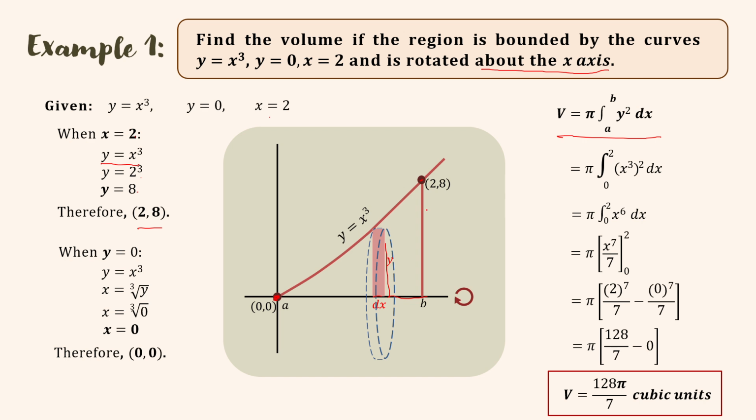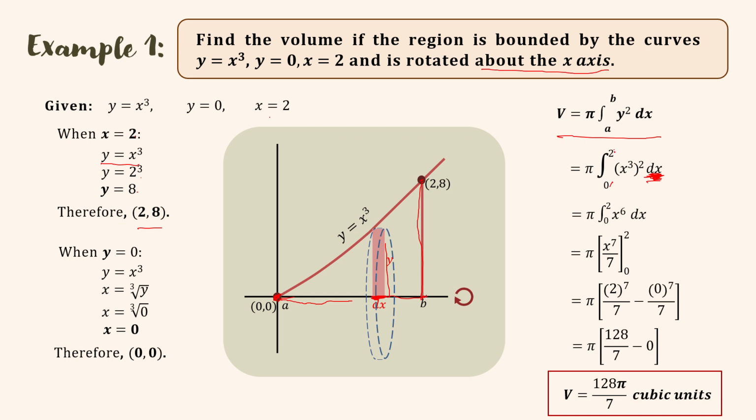So how are we going to know the limits or the boundaries? Since it is in terms of dx, because the axis of rotation is the x-axis, the limits are from a to b. So in this class, these are the strips, and from here, we find our boundary first. So from 0 to, the boundary here is 2. Therefore, from 0 to 2 is our boundary.